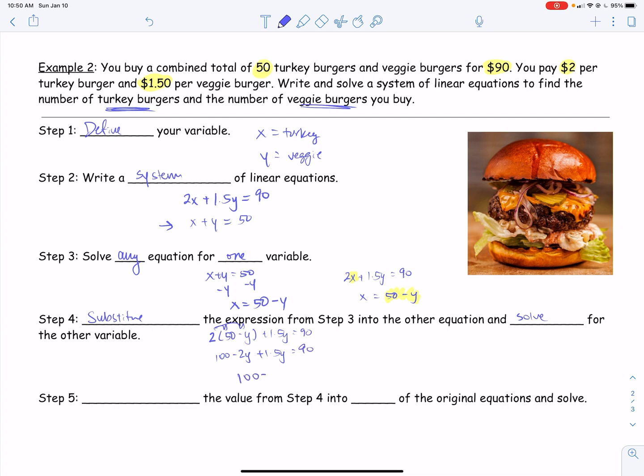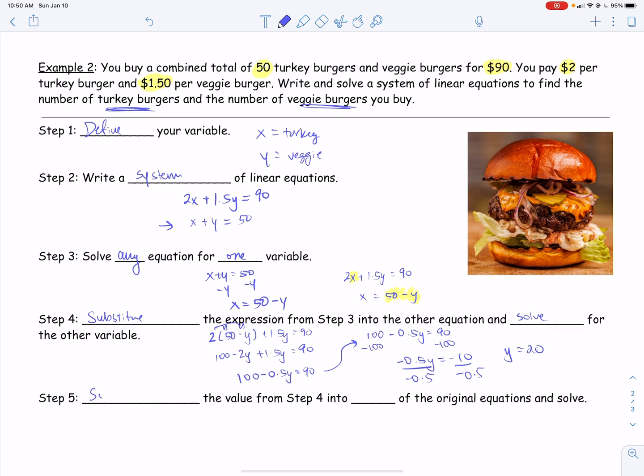100 minus 0.5y is equal to 90. I should have included more room here. Let me just copy this up here. I'm going to subtract 100. Subtract 100 is negative 0.5y is equal to negative 10. Divide by negative 0.5, divide by negative 0.5. You get y is going to equal 20.